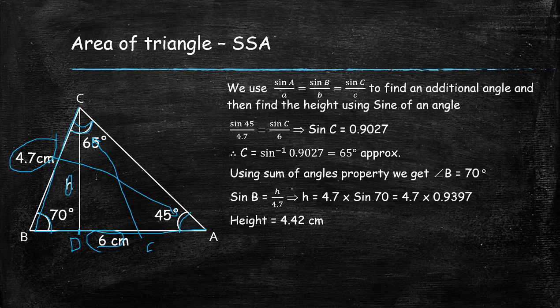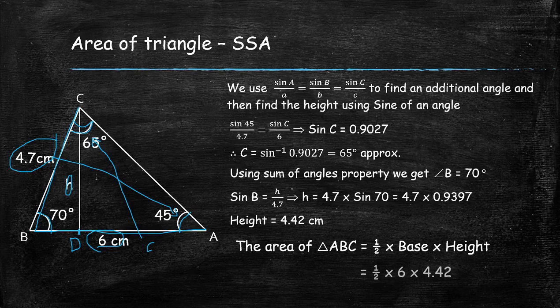Now as we got the height, we can find the area of the triangle by the formula half into base into height, equal to half into 6 into 4.42, equal to 13.3 centimeter square.